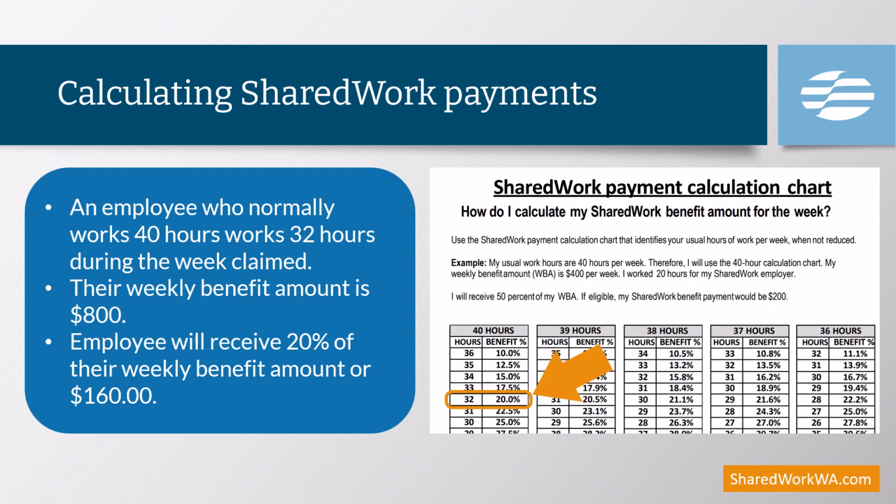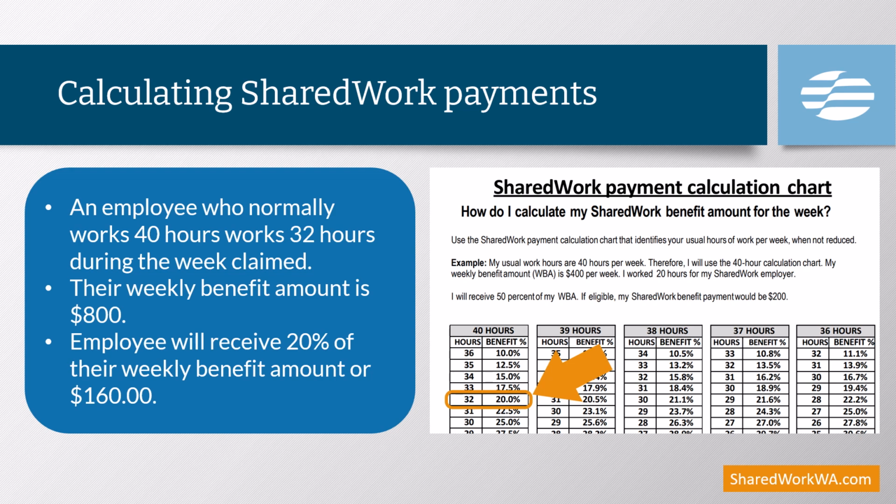Let's look at a specific example of a 40-hour per week employee who worked 32 hours, which is within their SharedWork hours range. Find the 40 hours box that represents the employee's usual weekly hours prior to the reduction. In the hours column, find the employee's actual hours worked during the week in question.